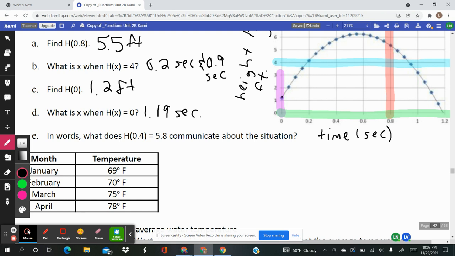So letter E says in words, what does the height of 4/10 of a second equals 5.8 communicate about the situation? This says at 4/10 of a second, the object is 5 and 8/10 feet high.